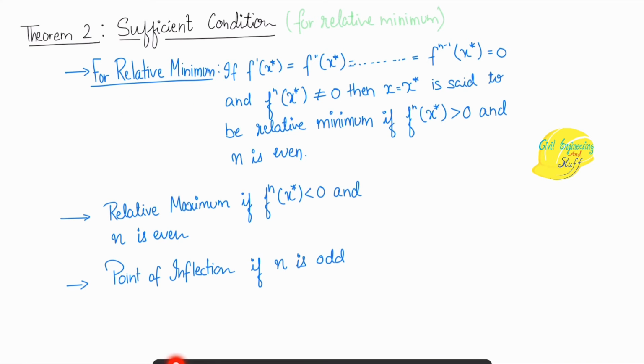For relative minimum, if the nth derivative of f at x star is not equal to 0, then it is said to be a relative minimum if f^n(x star) is greater than 0 and n is even, right? So if the nth derivative of that function is greater than 0 and n is even, then it is called a relative minimum. It will be a relative maximum if the nth derivative at x star is less than 0 and n is even, while if n is odd, it is the point of inflection.